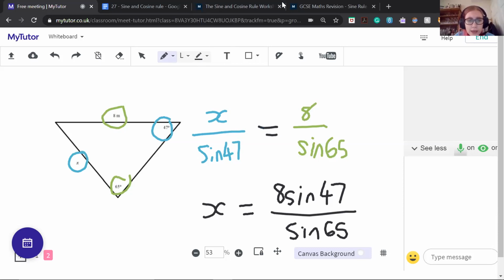Someone said, can you explain where the 47 and 65 came from? They're these angles that we have on the triangle. The reason that they went this way round was because the sine 47, so the 47 is opposite the x, and the 65 is opposite the 8. So that's why they're that way round.